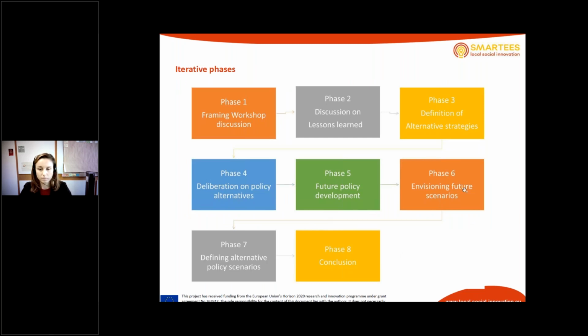This figure represents an overview of the protocol for organizing the policy workshops. It is structured in 8 phases, combining, as I said before, plenary sessions and small group sessions. As you can see, phase 1 consists of framing the workshop discussion. Phase 2 discusses the lessons learned. And finally, we envision the future scenarios. We define the alternative policy scenarios. That is the topic of the presentation today. And finally, we go forward to the conclusion. And next slide, please.